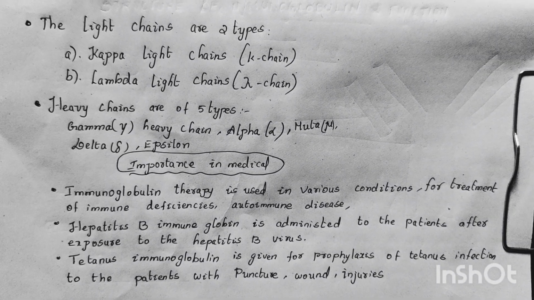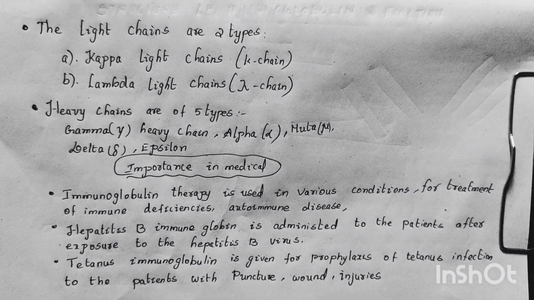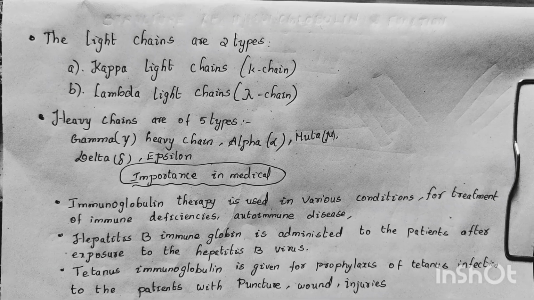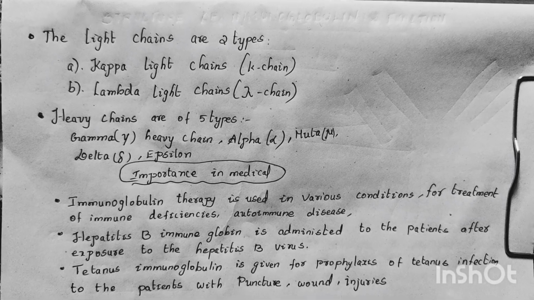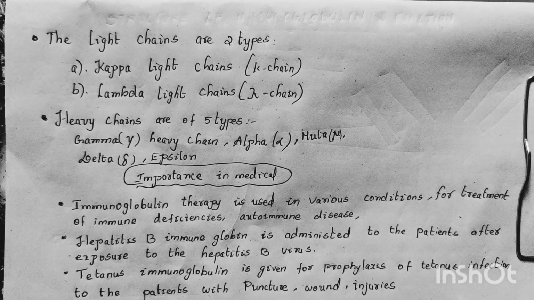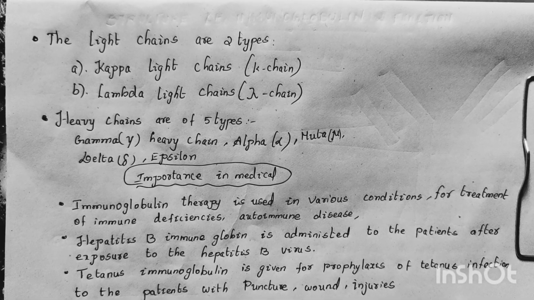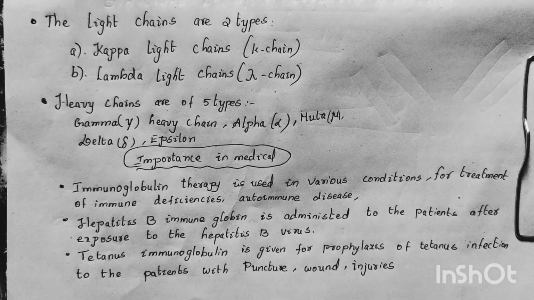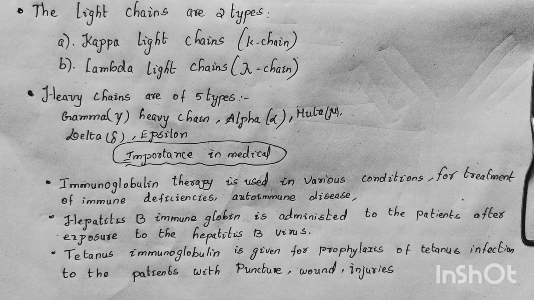Okay, the next one is the light chain. You have two types. One is the kappa light chain and another one is the lambda light chain. And you have the heavy chain, which has 5 types: gamma, alpha, mu, delta and epsilon. Next, we move on to the important things.